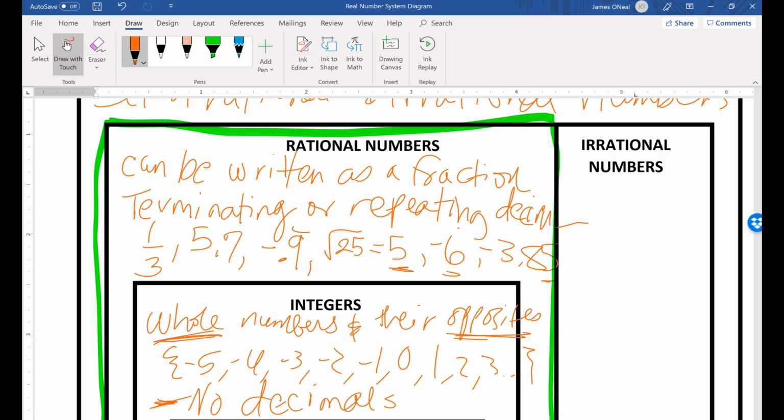No decimals. If we can't have any decimals, that means we can't have any fractions that are not over 1 or don't simplify to 1. No fractions. Look at this handwriting. It's beautiful. It's a masterpiece. No fractions unless they reduce to a whole number. Like 25 over 5 is 5. Oh, that's an integer. But 25 over 7 does not reduce into an integer.